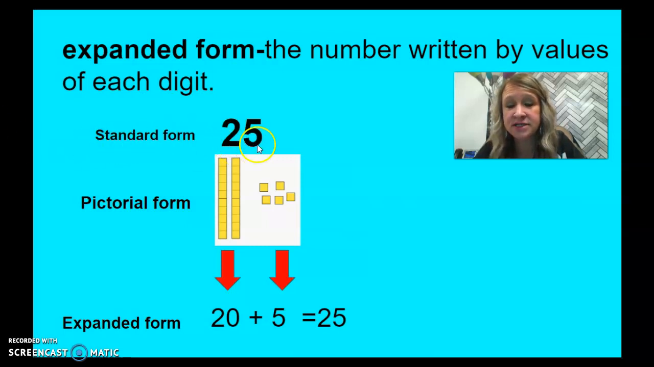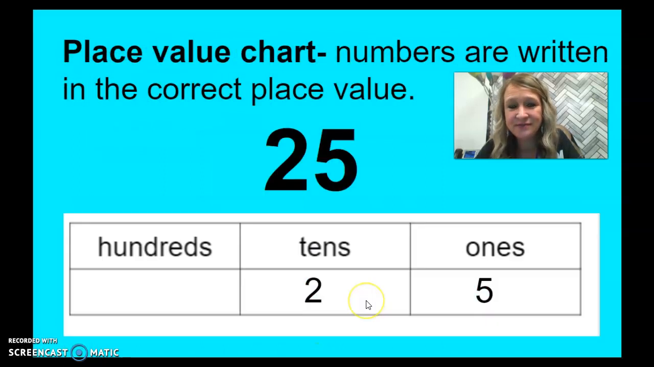So standard form is 25. Pictorial form is 2 longs and 5 units. The expanded form tells me how much those 2 longs are worth. They are worth 20. 10, 20. Plus, how much is 5 units worth? 5. 20 plus 5 equals 25.